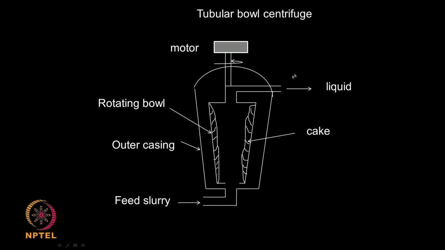This is called a tubular bowl centrifuge. There is a bowl here. So, your feed slurry comes and is pushed upwards because of the centrifugal forces. The solid hits the wall and it gets stuck to the wall and the clear liquid flows through. So, after some time there will be build up of solids on the surface of the bowl. So, you need to stop the centrifugation and scrape off these solids. This is called tubular bowl centrifuge because it is tubular in shape and there is a bowl.